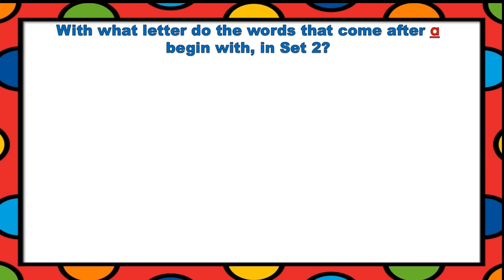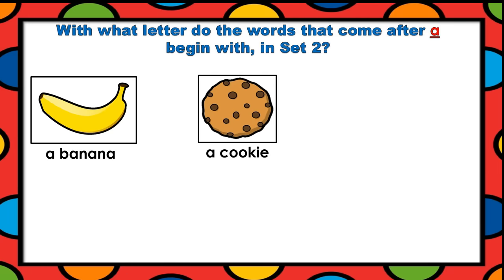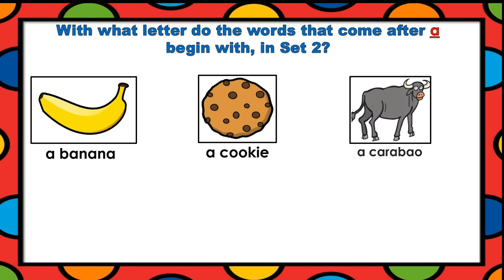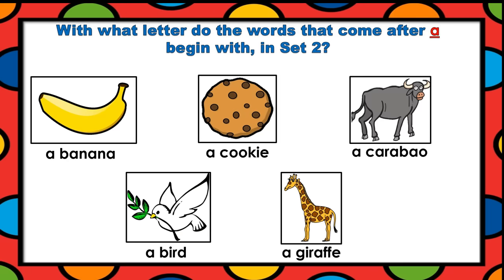With what letter do the words that come after a begin with in set 2? A banana. A cookie. A carabao. A bird. A giraffe. A banana. The word that comes after a is banana. Banana starts with the letter B, which is a consonant.